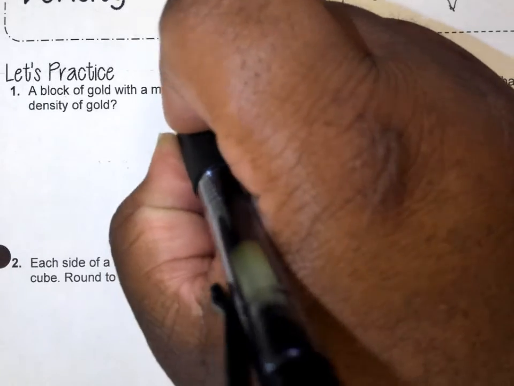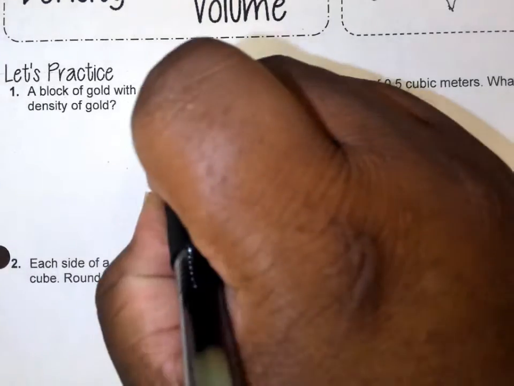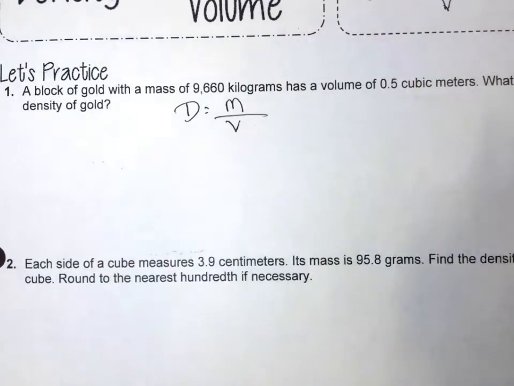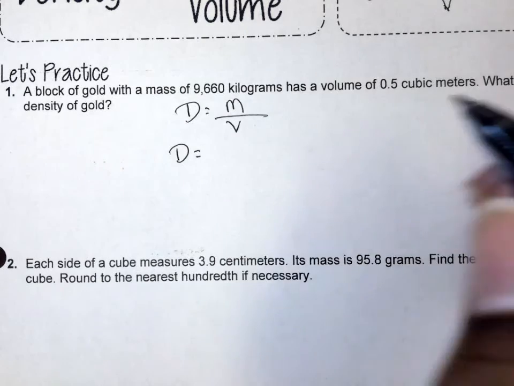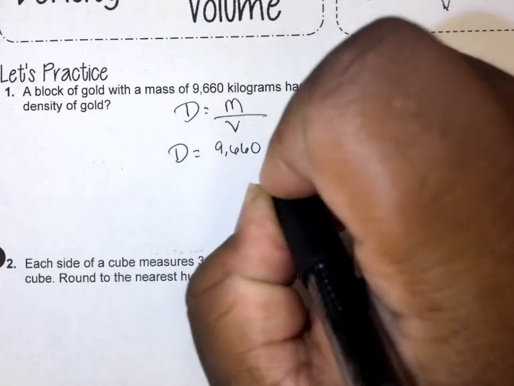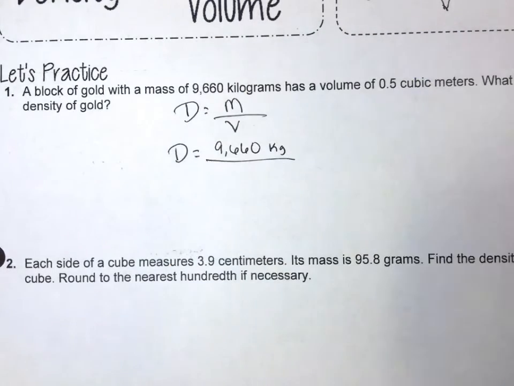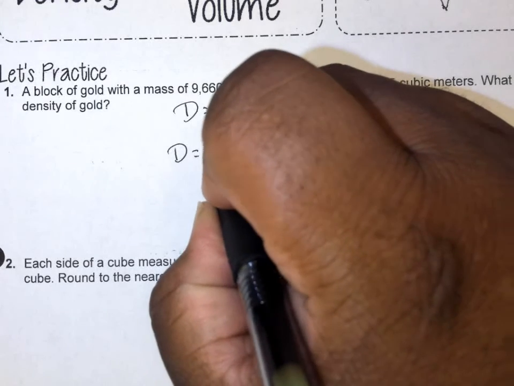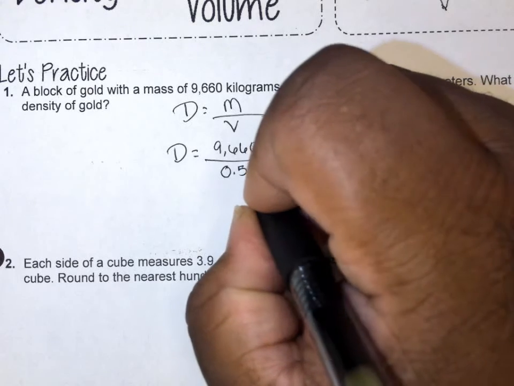So start out with the formula D equals M over V. This one we're looking for density, so D is my variable. M is 9,660 kgs over my volume, which was 0.5 cubic meters.